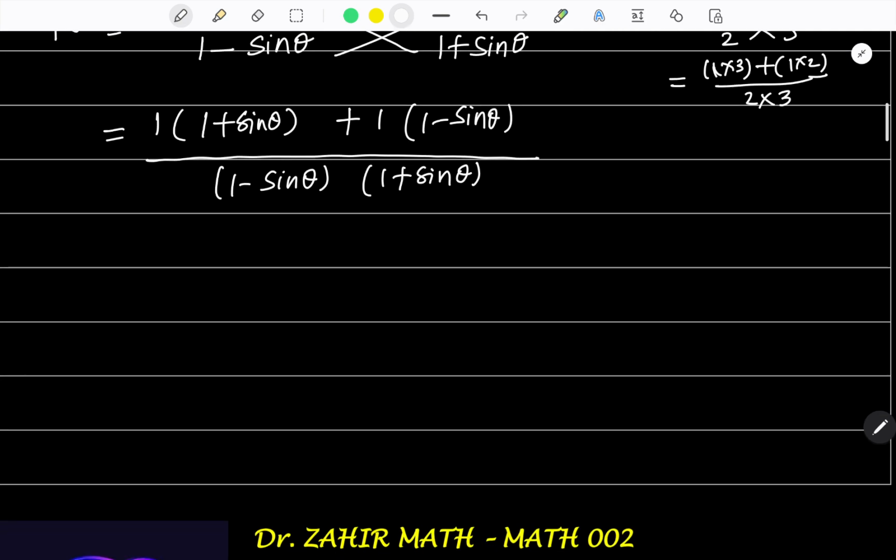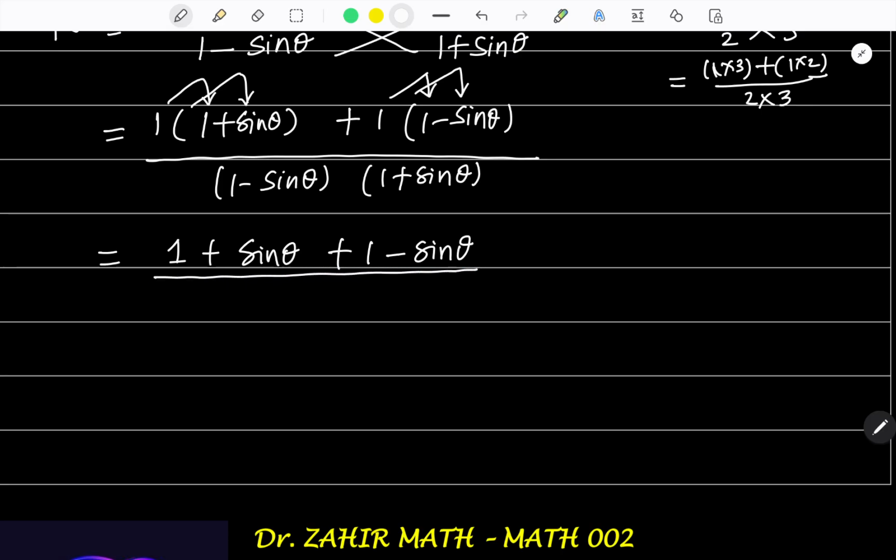So you look at the numerator. The numerator is just, we are going to multiply 1 times 1 is 1 and 1 times sine theta is sine theta, and then plus 1 times 1 is 1 and 1 times this is minus sine theta, right? So the numerator is okay. But let me see the denominator. You need to do something.